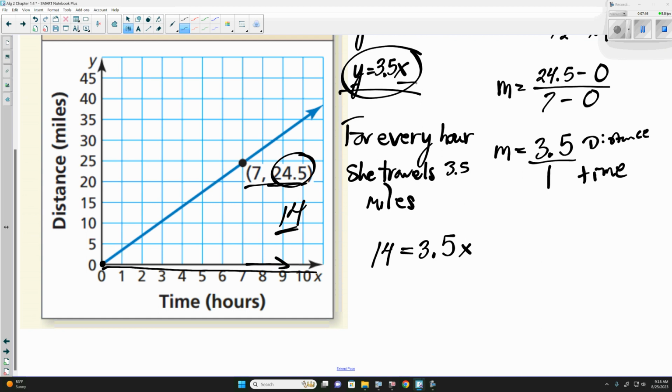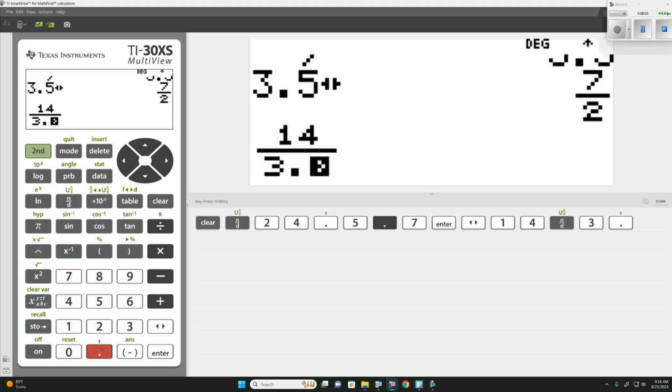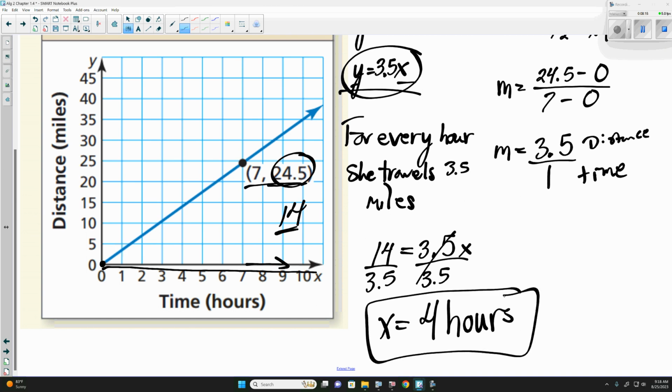Now we just need to get x by itself. So what can we do? We can divide both sides by 3.5. 14 divided by 3.5 is 4. So the answer is 4 hours. Does 4 hours make sense as the correct answer?